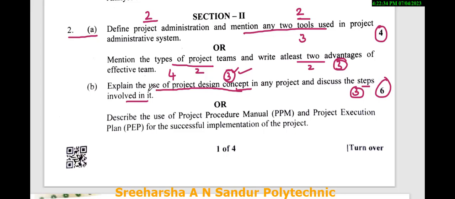You should not waste time explaining too lengthy an aspect of the project design concept, or you lose time. Looking at the marks, you should be able to answer accordingly. Or you can answer: describe the use of project procedure manual and project execution plan for successful implementation of project. Again, there are 2 questions here, one PPM, one PEP. Because the overall question is for 6 marks, you can think this part is for 3 marks and this is for 3 marks.